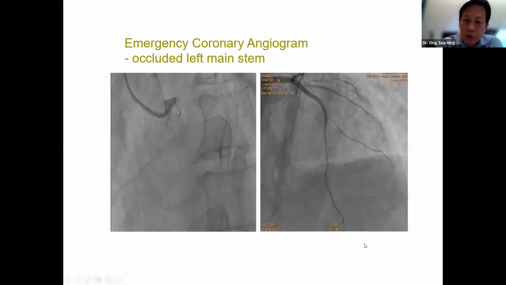This particular patient was a sailor who, unfortunately, the employer of the ship, I'm not sure why, cancelled the heli evacuation, and it took him 24 hours before he reached Singapore. We rushed him to the angiogram room and unblocked the artery.